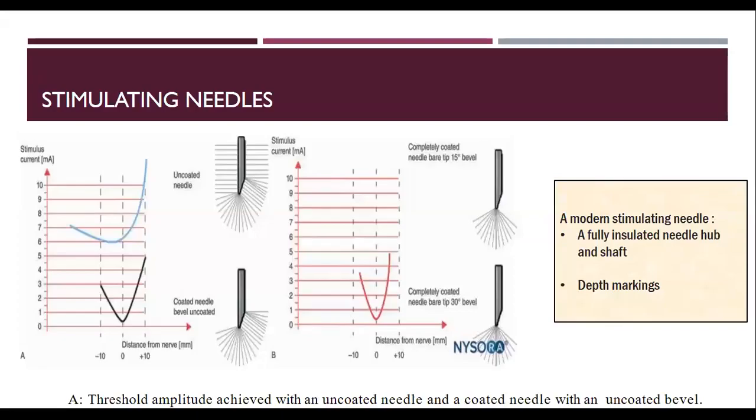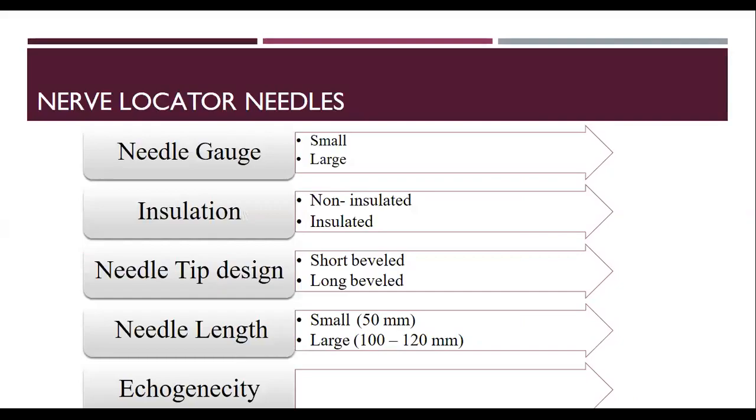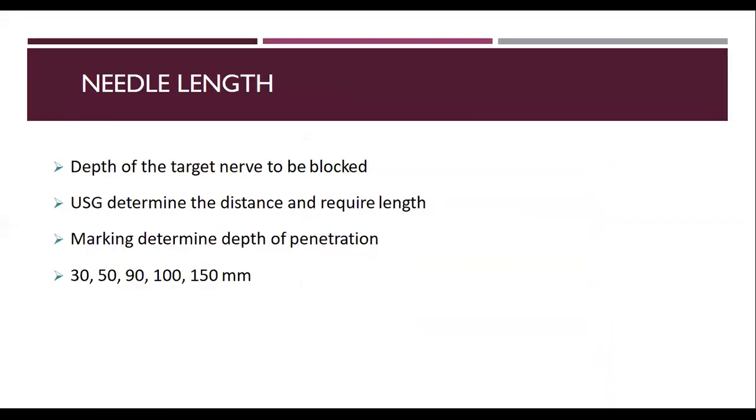So these are the stimulating needles which we have already seen, and these are the nerve locator needles. Needle gauge can be small or large, insulated or non-insulated needles, needle tip design short beveled or long beveled, needle length small or large. Usually for superficial blocks, we use 50 millimeter needles, and for deeper blocks we use 100 millimeter Stimiplex needles. And then echogenic needles are also available.